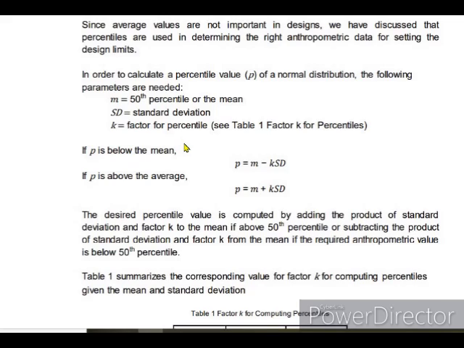So we have Table 1, the factor k for percentiles. We can use the table. If the percentile value p is below the mean, then p is equal to m minus k multiplied by SD. Next, if p is above the average, then p is equal to m plus k times SD. So you should remember this formula.